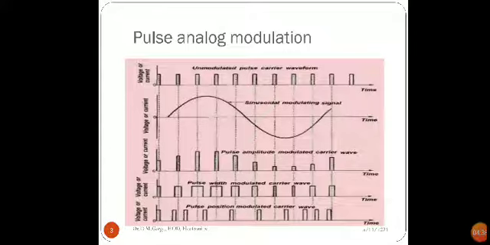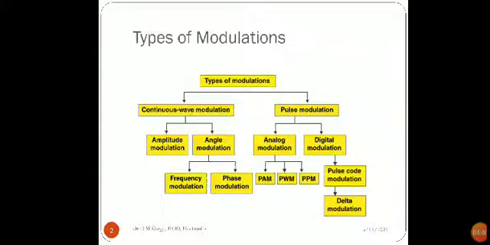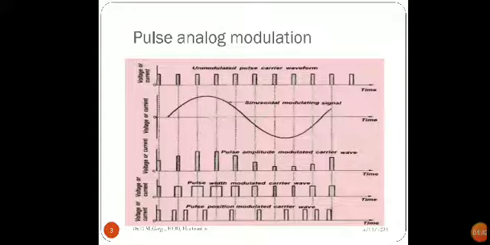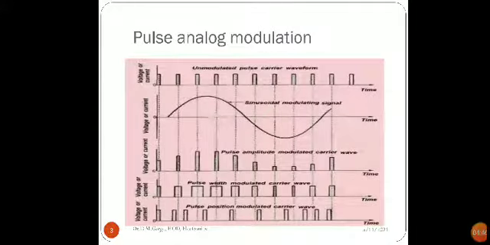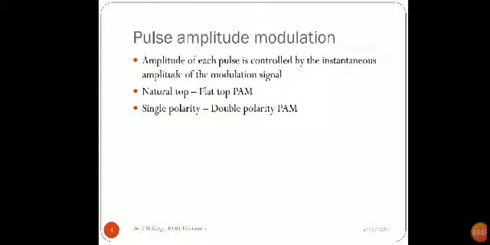The last waveform is the pulse position modulation, where the pulse width is the same but its position is changed. So you can consider this as the phase modulation of continuous wave modulation. Now one by one we will see these three methods.